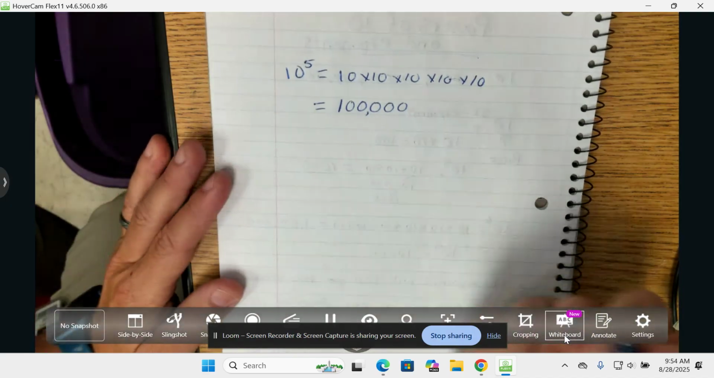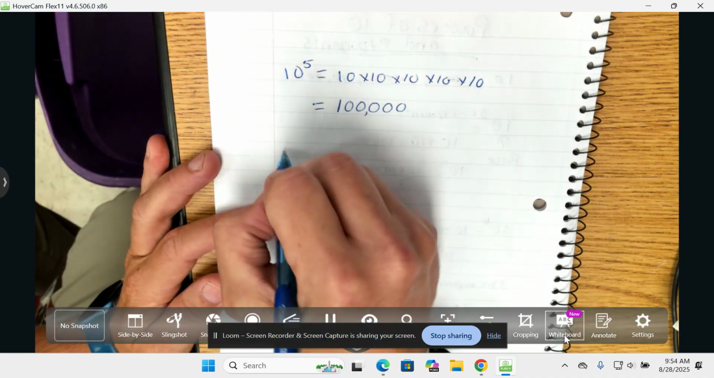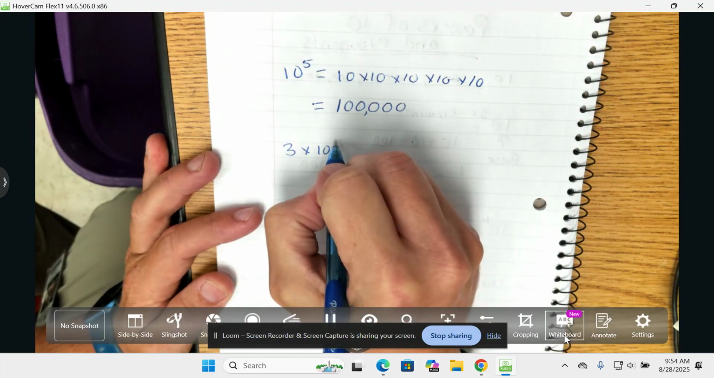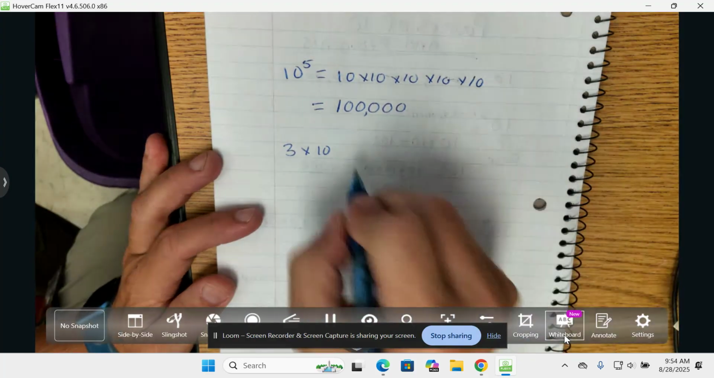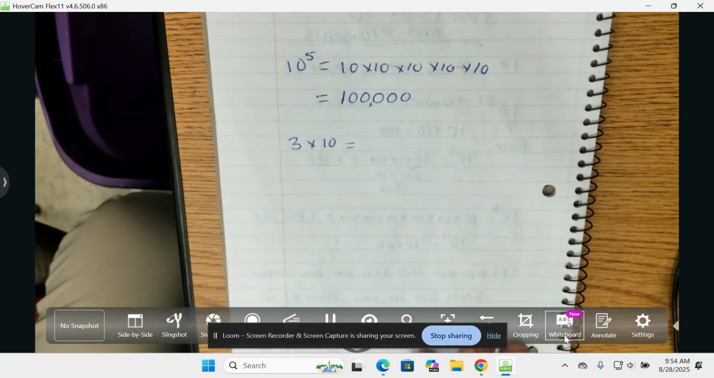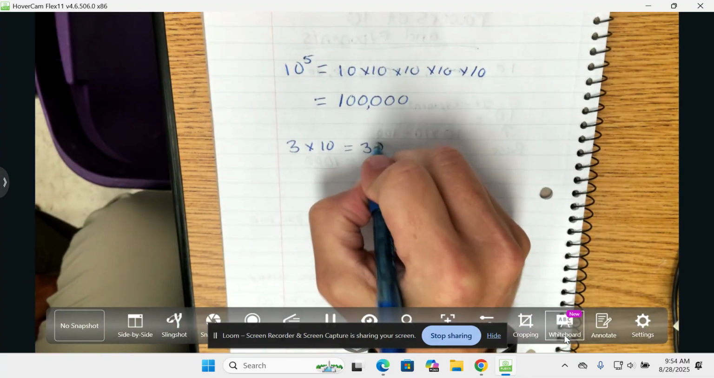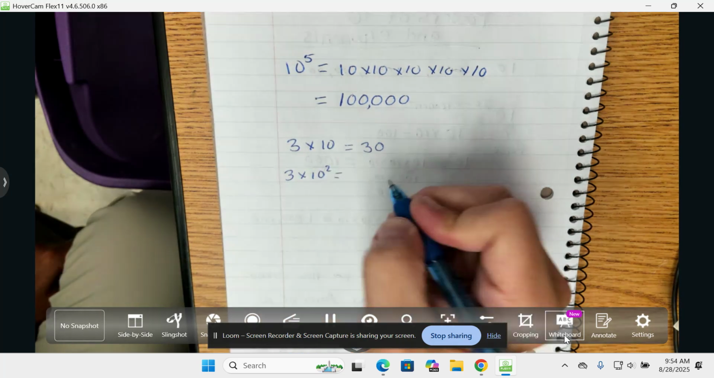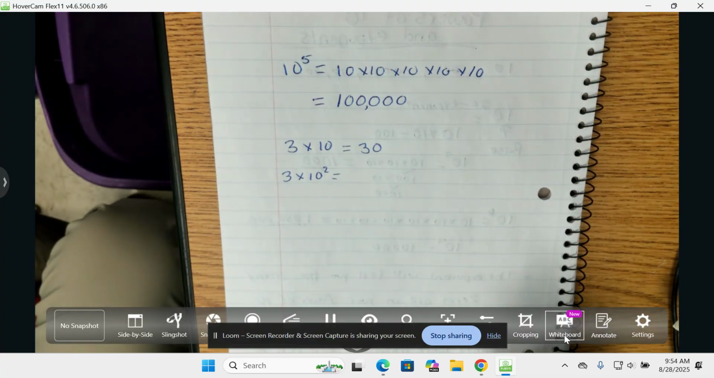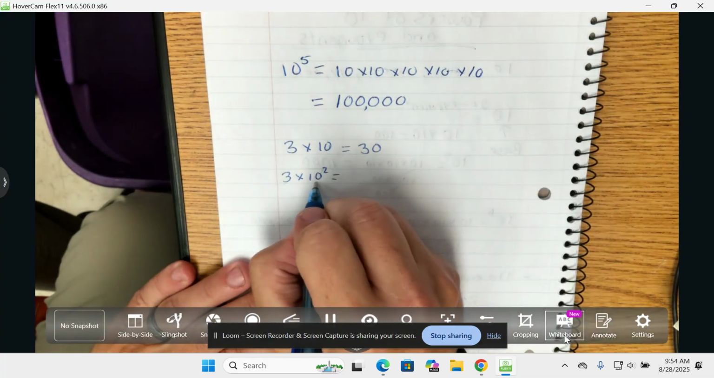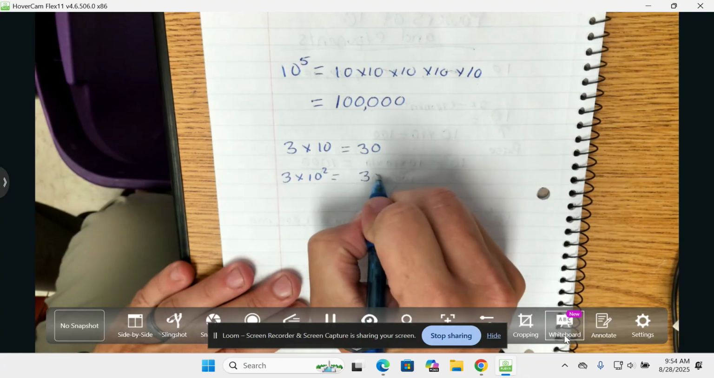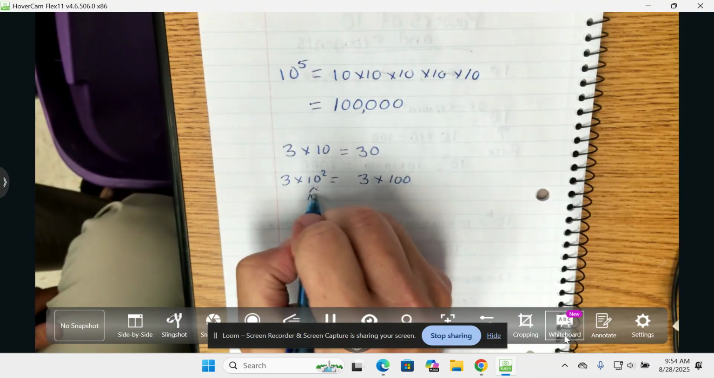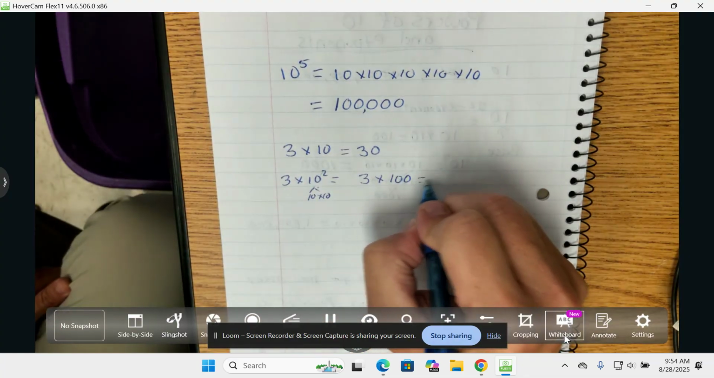Now I got a question. What if I added some extra multiplication to it? What if I decide to go 3 times 10? And let's say let's just start with that. What would be 3 times 10? That's pretty easy, right? 3 times 10 would be 30. Well, what if I did 3 times 10 to the 2nd power? Okay, well, what would this really mean? Technically, this is, and by order of operations, I got to do the exponent. Technically, that's 3 times 100 by what we just learned, because this is 10 times 10. And then I would have 300.